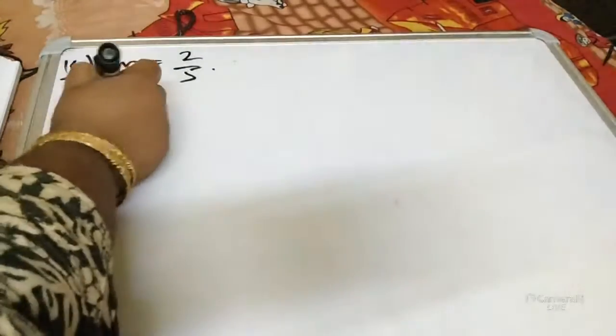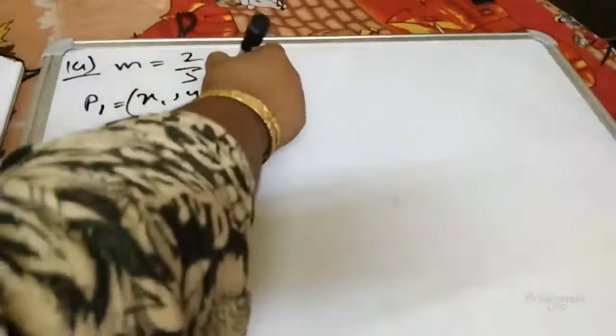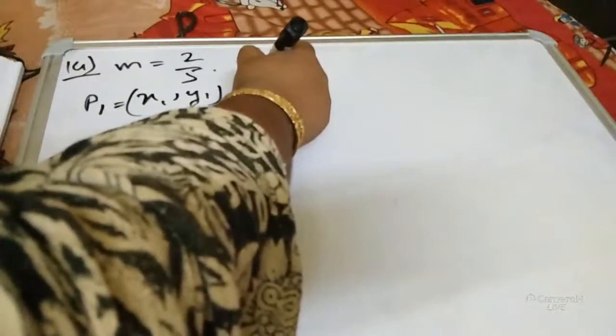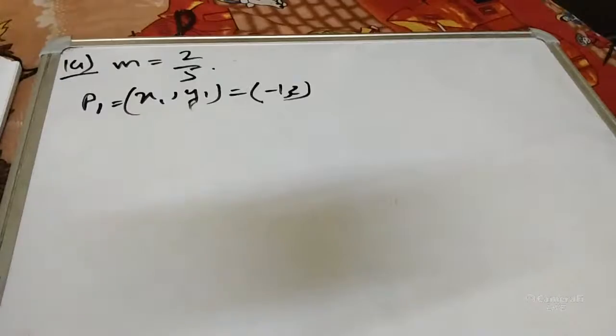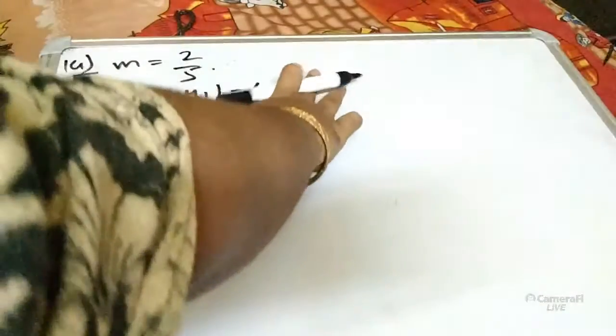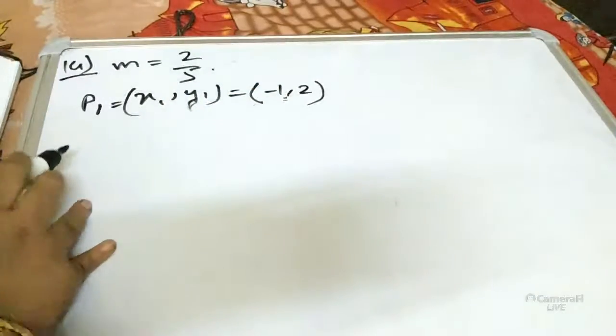Number 14. Here it is given that we find the equation of a straight line passing through (-1, 2) and whose slope is 2 by 5. Here m is given as 2 by 5 and one point is given. If I take the coordinates of the point to be x1, y1, then we get it to be (-1, 2). So x1 is -1 and y1 is 2.